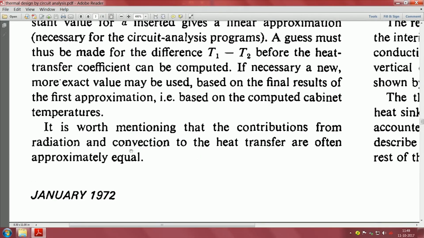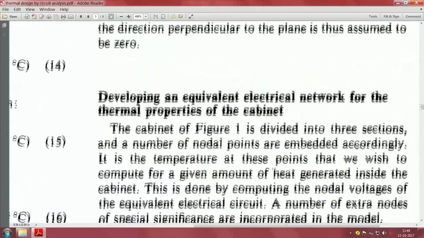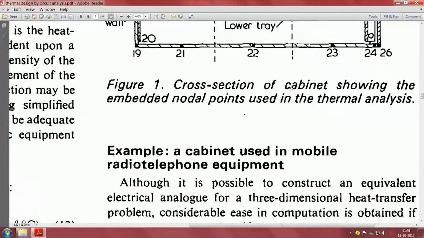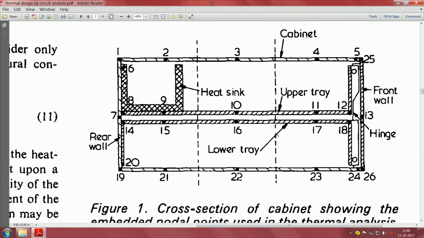And here he has written that contributions from radiation and convection to the heat transfer are often equal. So, I contest it, and you can prove either him or me right. Have a look at the picture, try to understand what the picture can be saying.